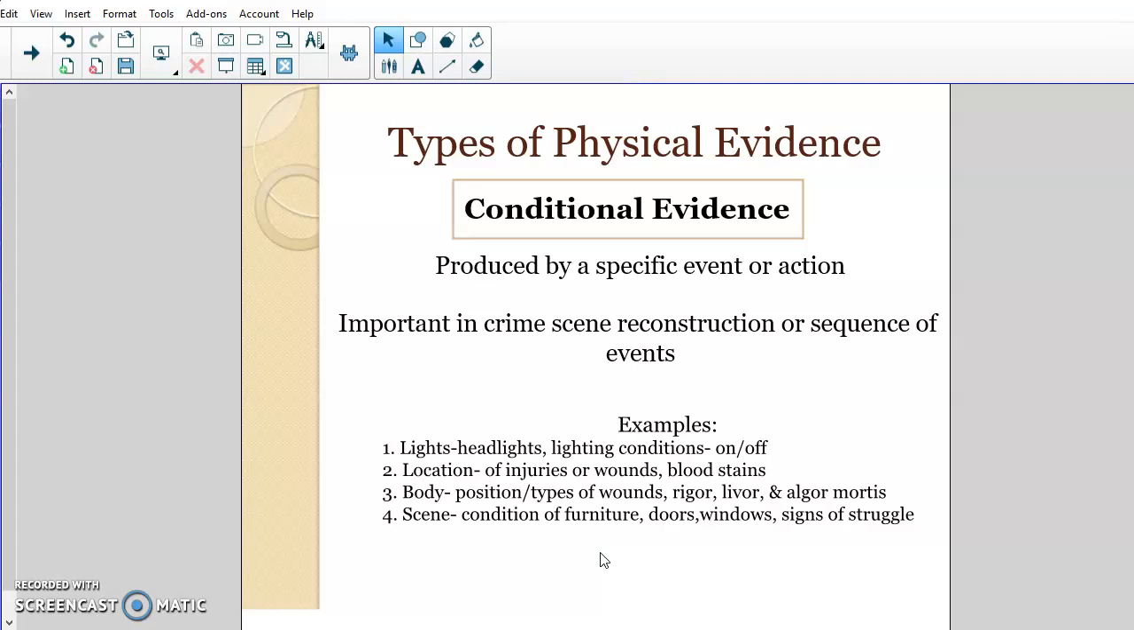All of the conditional evidence is stuff that when they go to reconstruct the scene of the crime, they're going to want to note that and put that information in the reconstruction. So conditional evidence is stuff you'll either jot down or take photos of, because a specific event or something had caused it, and it would be important in the reconstruction.